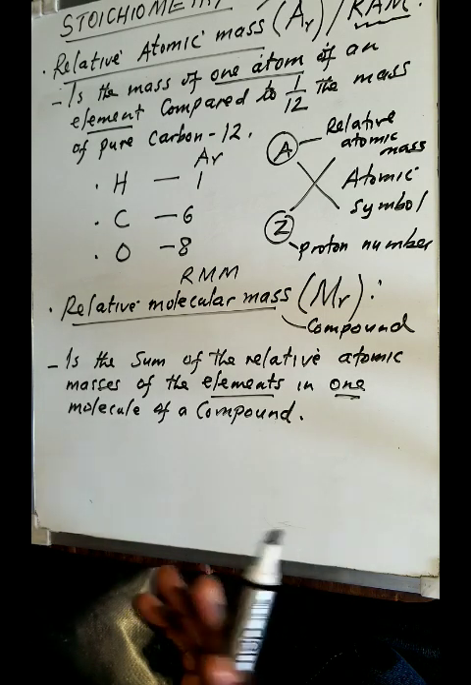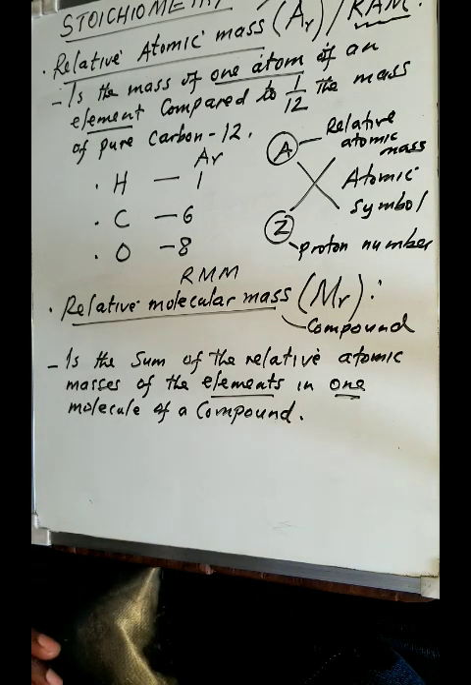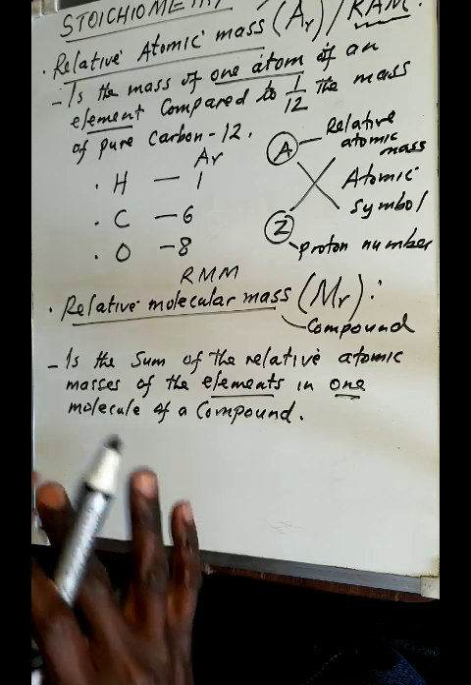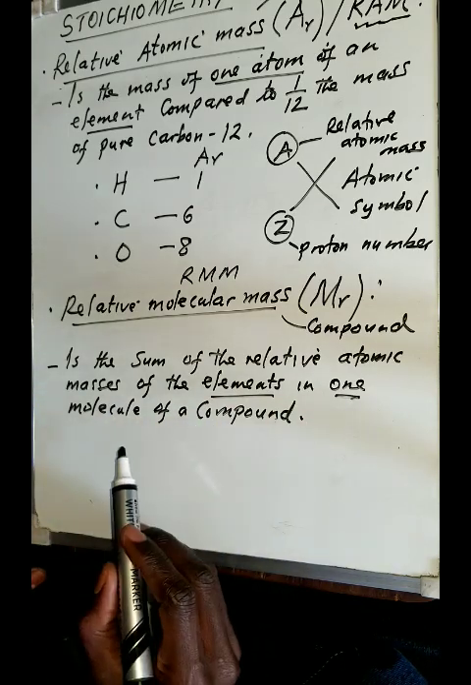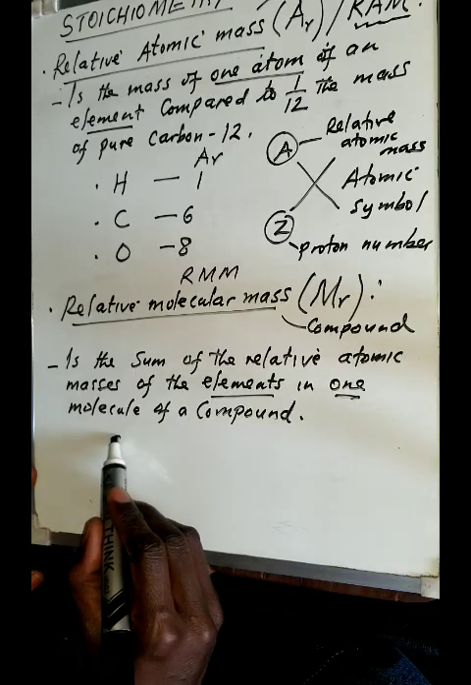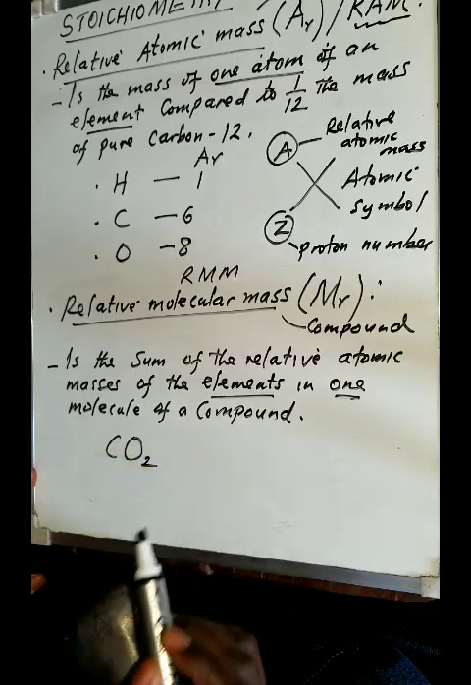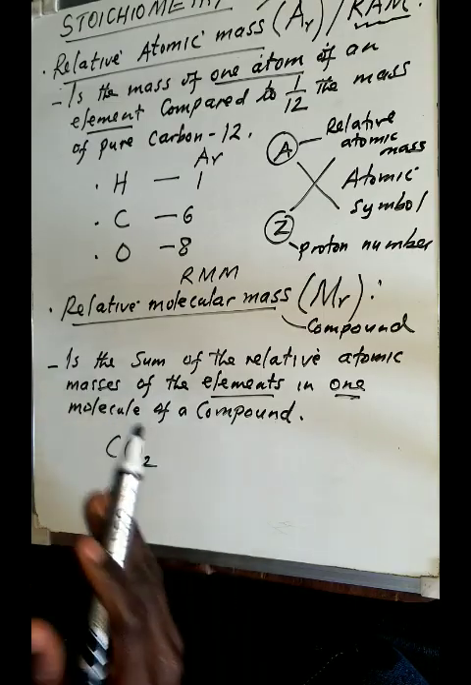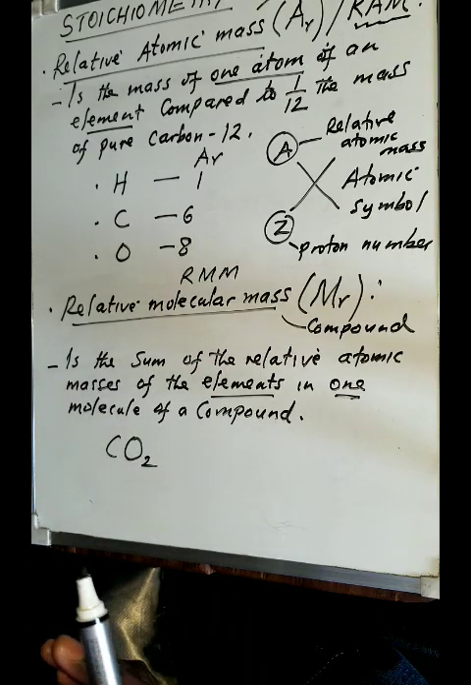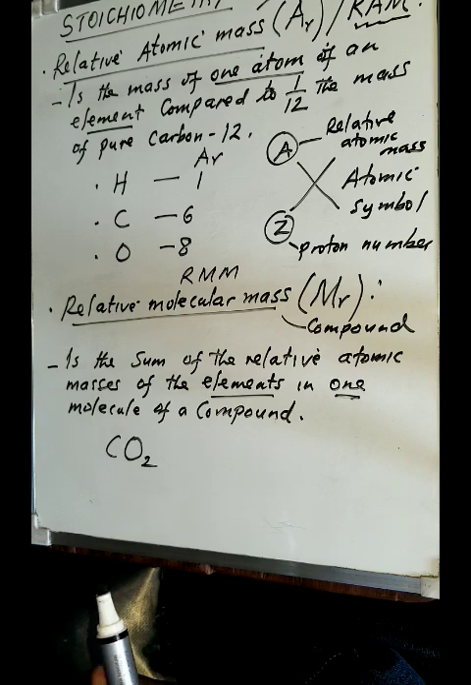So I'm simply saying for the relative molecular mass, it is simply the sum of the relative atomic masses of all the elements in one molecule of a compound. For example, you might have a compound we are calling carbon dioxide. So when you look at the mass of this one plus the mass of that one, you combine them, and that creates what we call the relative molecular mass.